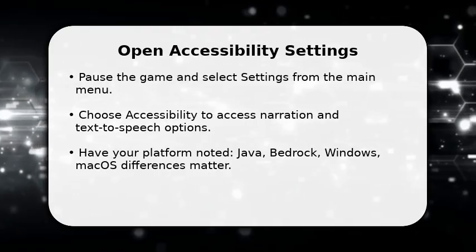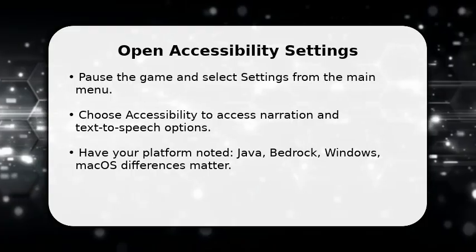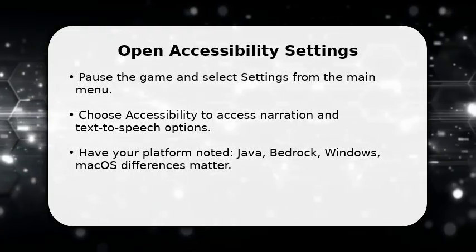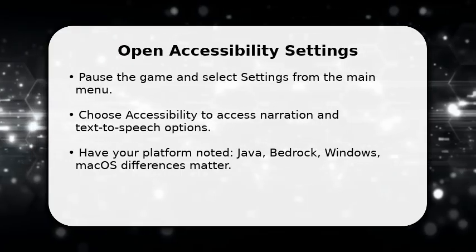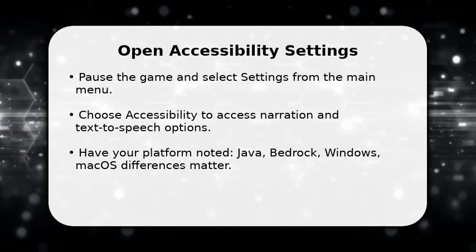Once in accessibility, scan the list for narration or text-to-speech entries. This step locates the control so you can make the change quickly. Make sure game audio is audible so you can confirm behavior after toggling the option.